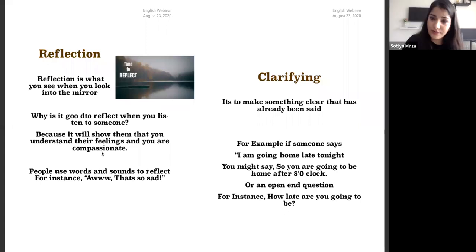Now, what is the meaning of that? Somebody's telling you a sad story and your face reaction is the same. What will be the impression on the other? Just show them that it hurts you, or say a few words like, oh, that's so sad, oh, I'm so sorry to hear that. Your face expression and your body language will give a very good impression of you to the other person. That's called reflection.